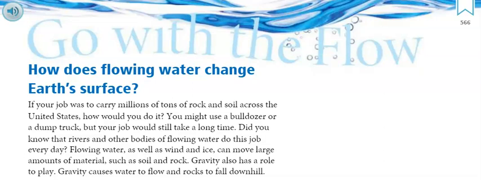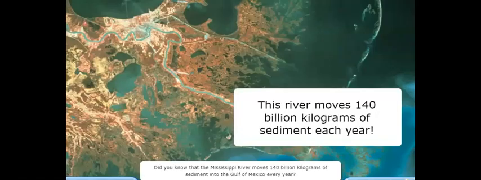Flowing water, as well as wind and ice, can move large amounts of material such as soil and rock. Gravity also has a role to play. Gravity causes water to flow and rocks to fall downhill. Did you know that the Mississippi River moves 140 billion kilograms of sediment into the Gulf of Mexico every year? Much of that sediment is deposited at the mouth of the river, forming the Mississippi River Delta landform.